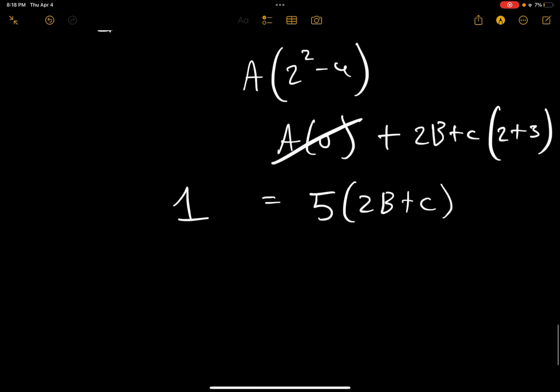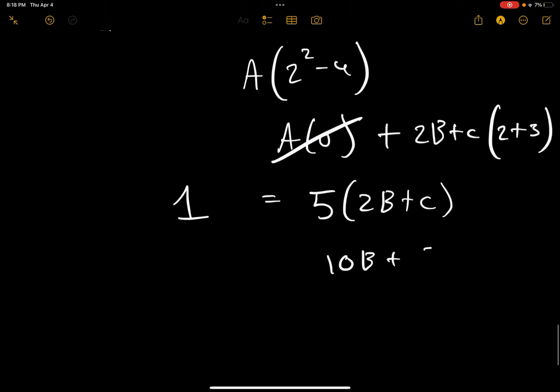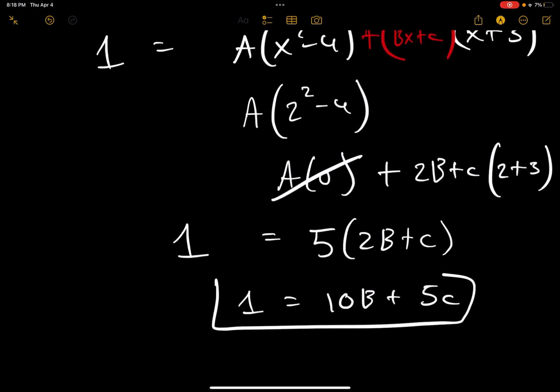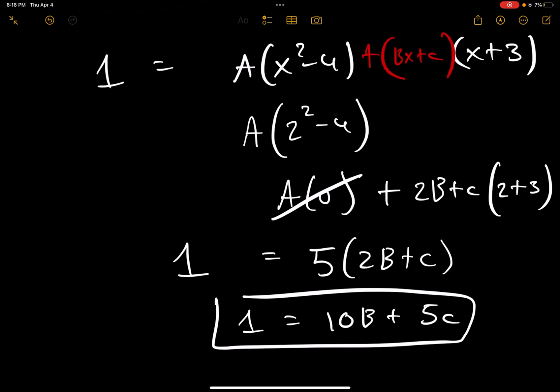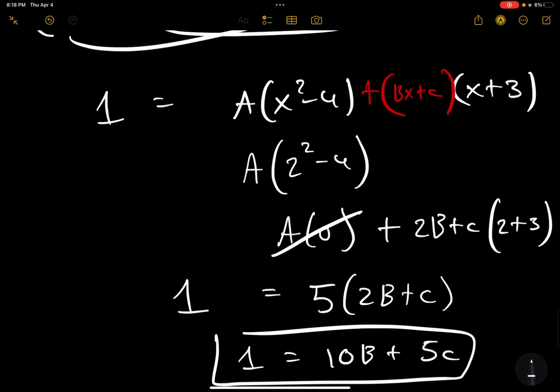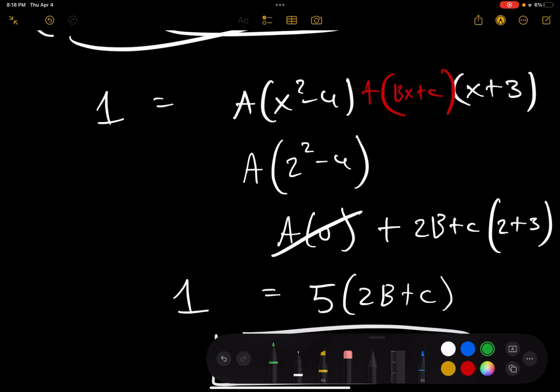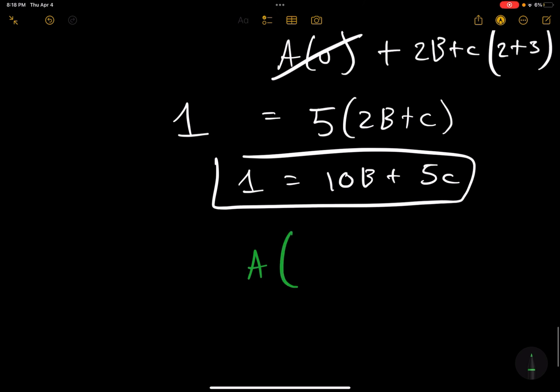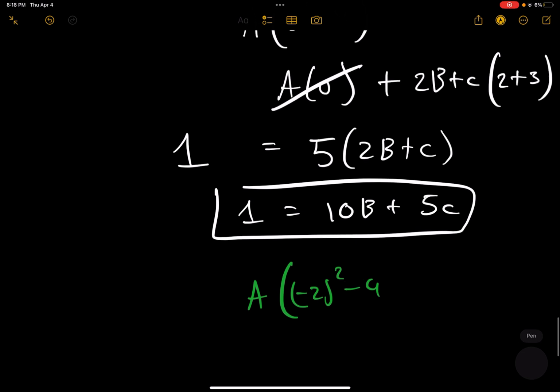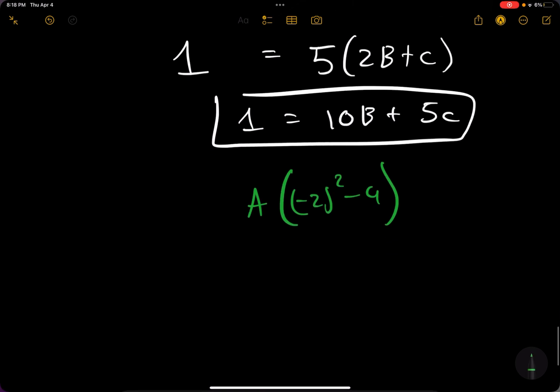Remember, we have the left side equals 1. 10b plus 5c equals 1. So obviously we still have missing values, but that is not to worry about, because if we simply do minus 2 now, because we know that technically 2 values can cancel out here, 2 and minus 2 because it's squared, we can now do a minus 2 squared plus 4, minus 4, which we know will still cancel out because minus 2 times 2 is 4. So a 0 cancels out.